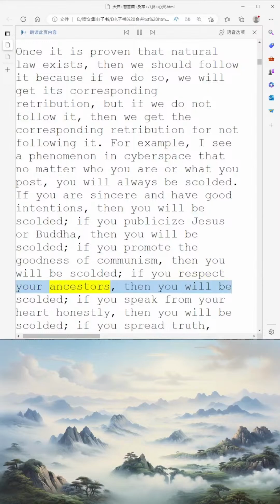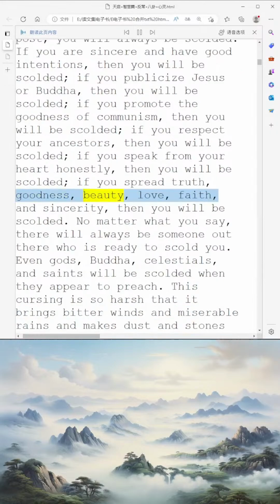If you respect your ancestors, then you will be scolded. If you speak from your heart honestly, then you will be scolded. If you spread truth, goodness, beauty, love, faith, and sincerity, then you will be scolded. No matter what you say, there will always be someone out there who is ready to scold you. Even gods, Buddha, celestials, and saints will be scolded when they appear to preach. This cursing is so harsh that it brings bitter winds and miserable rains and makes dust and stones fly.